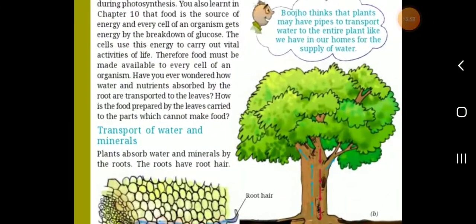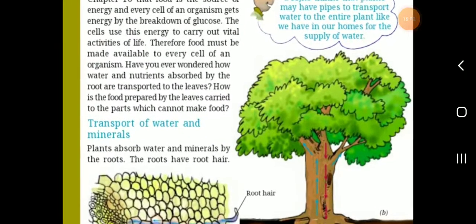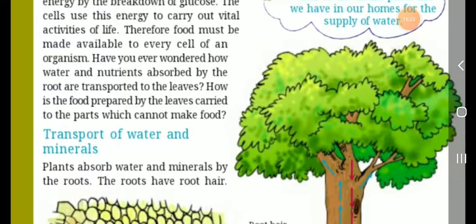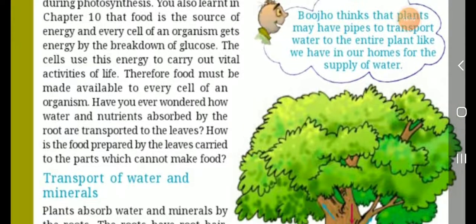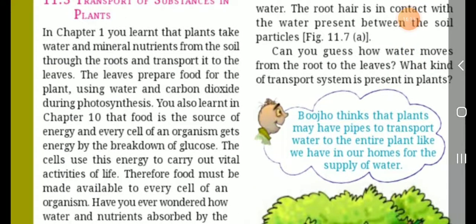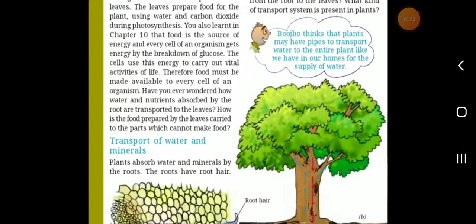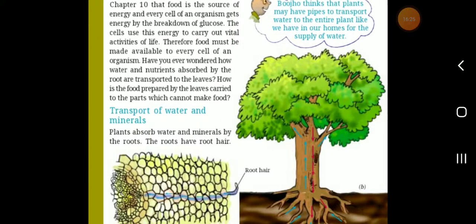Next, transpiration in plants. See, plants transport in two ways. The leaves prepare their food using water and carbon dioxide during photosynthesis. We already learned this chapter, photosynthesis.